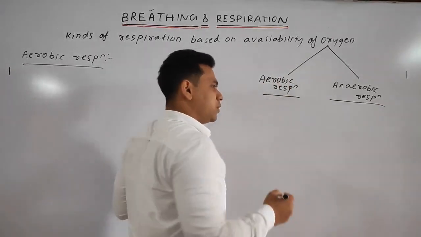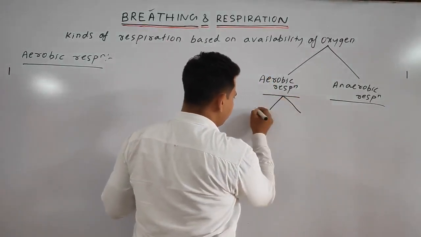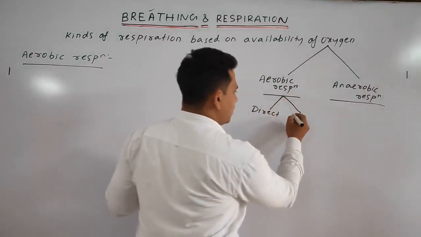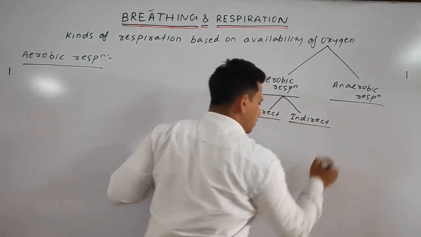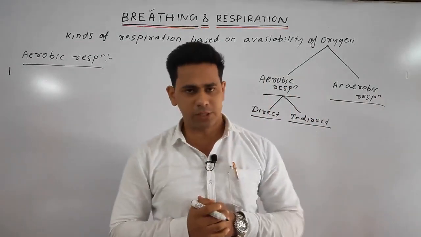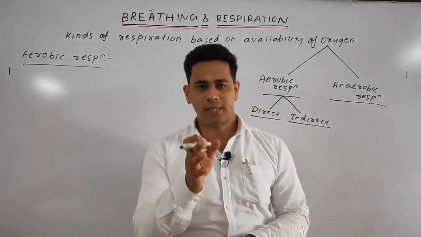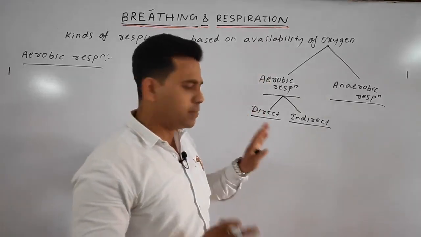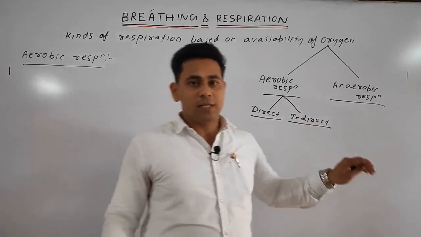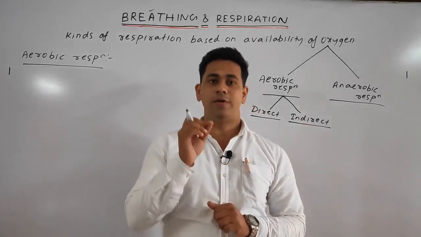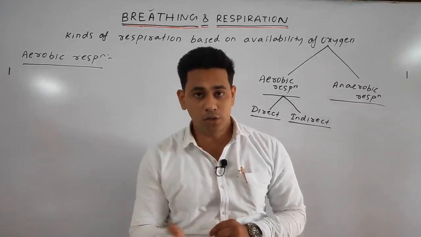Students, aerobic respiration is further divided into direct aerobic respiration and indirect aerobic respiration. Direct aerobic respiration means the exchange of gas takes place between the cells and the environment directly, as in the lower organisms, where no special organs are involved. But in indirect aerobic respiration, the exchange takes place with the help of various special organs, such as the skin, the lungs, the gills, etc.